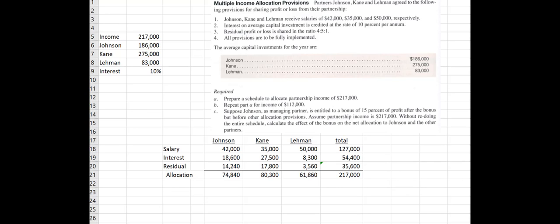So in this simple example, the first row, salary, maybe the partners agreed that some have more skill than others, maybe some work longer hours. So they came up with numbers to start with, that somehow Lehman gets 50,000, Kane only 35. Interest. Why use something like interest to share profits and losses?